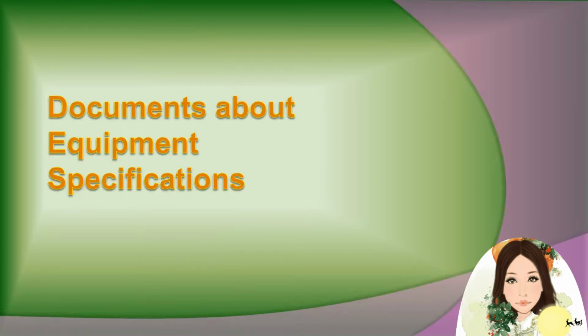Documents about equipment specifications. In the following slide, I will show you a memo about how to ask for specifications for breakfast equipment. Firstly, let's take a look at this memo. And after we read through this memo, we will have a discussion on the Chinese version of this memo and the English version of this memo.